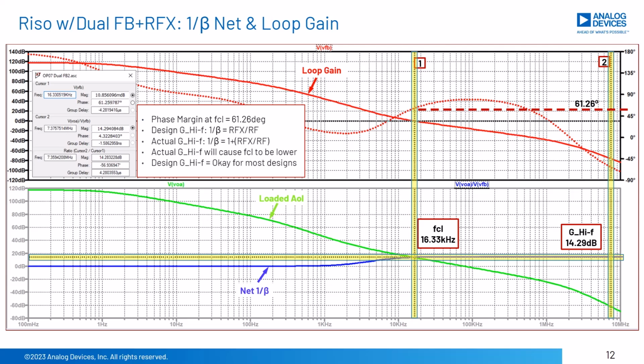Since we used a simplified approach for FB number 2's 1 over beta, G underscore high F equals RFX over RF, instead of the actual 1 plus RFX over RF, G underscore high F from simulation is slightly higher, but not enough to not use the simplified approach. In addition, since the simulation value of G underscore high F is higher than our simplified approach, it causes FCL to occur at a lower frequency of 16.33 kHz instead of 18 kHz. Again, the simplified approach is quick and easy, and for most applications, the simulated results will be acceptable.